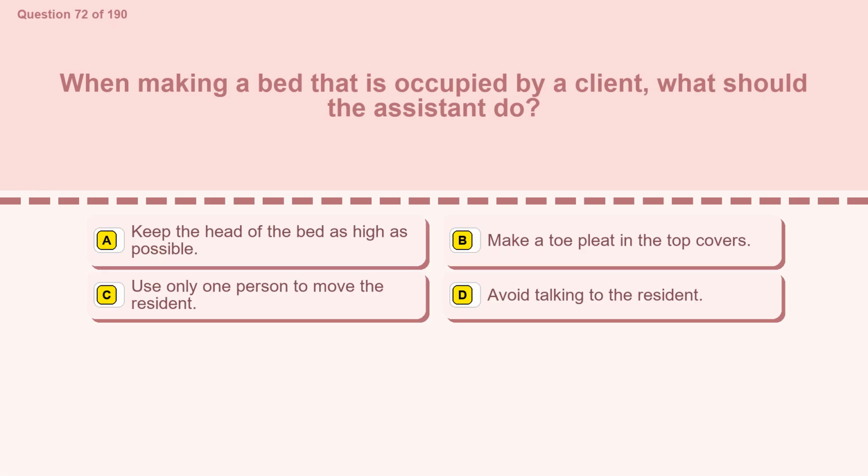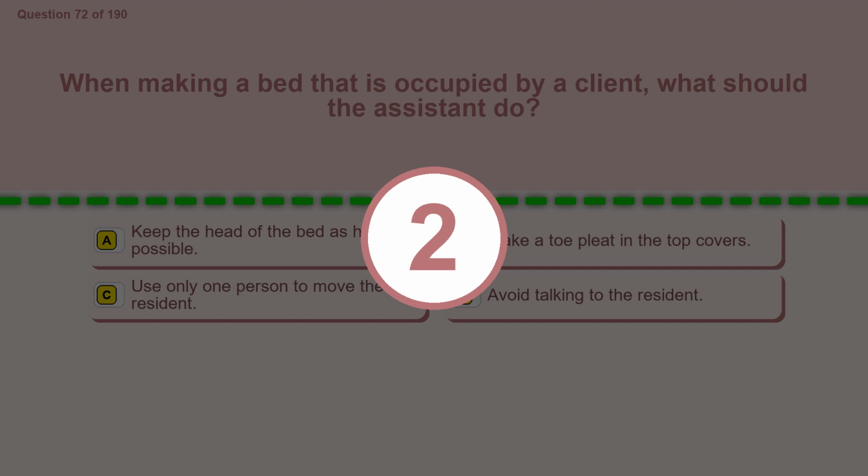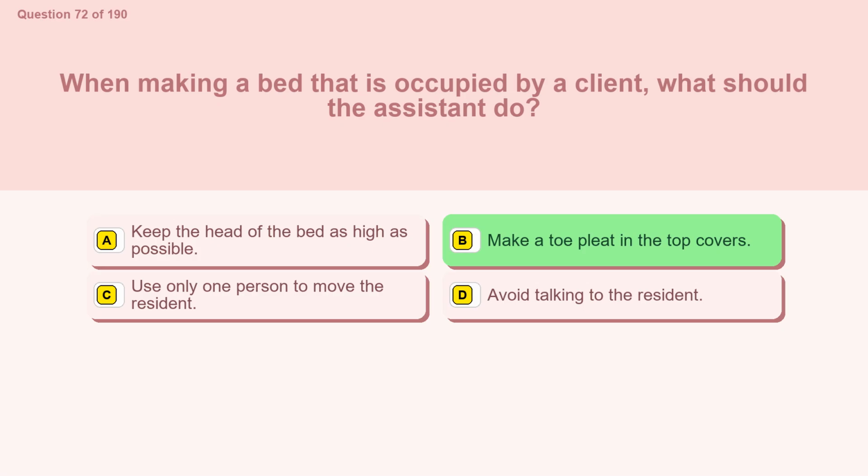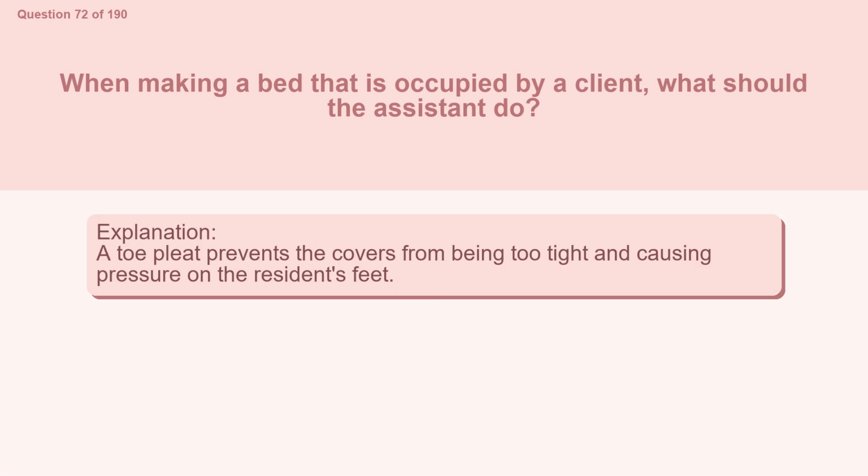Question 72. When making a bed that is occupied by a client, what should the assistant do? Option A. Keep the head of the bed as high as possible. Option B. Make a toe pleat in the top covers. Option C. Use only one person to move the resident. Option D. Avoid talking to the resident. The correct answer is option B. Make a toe pleat in the top covers. A toe pleat prevents the covers from being too tight and causing pressure on the resident's feet.